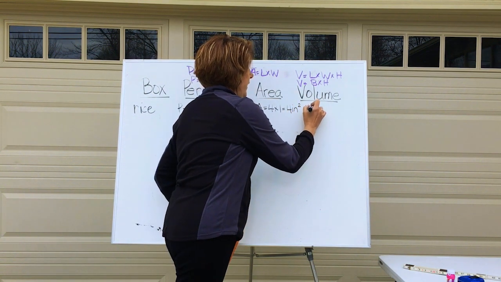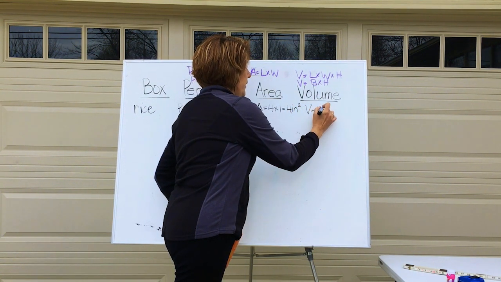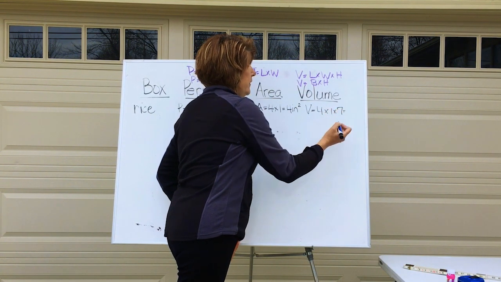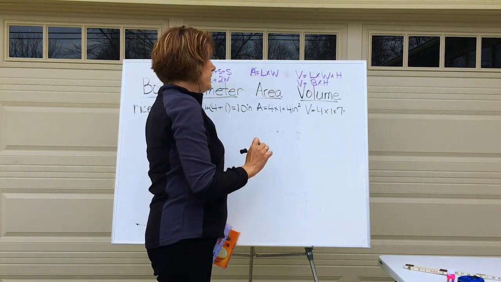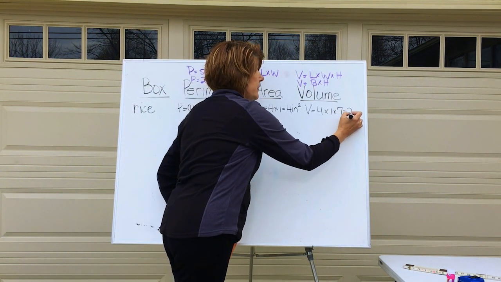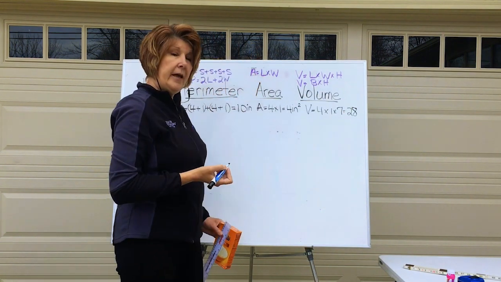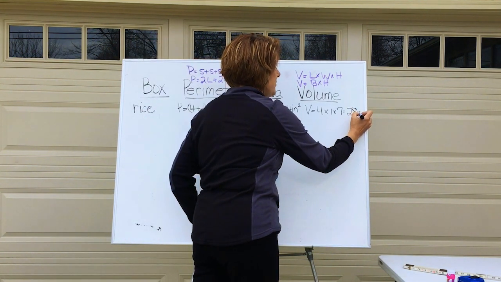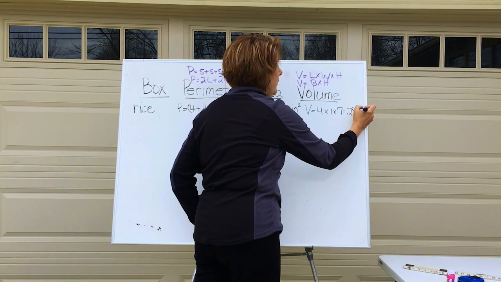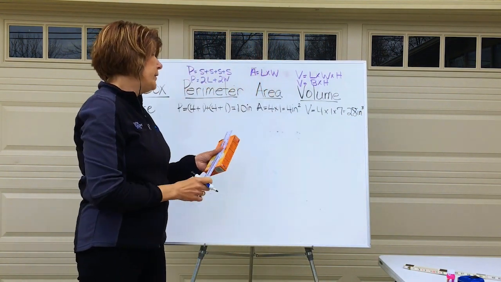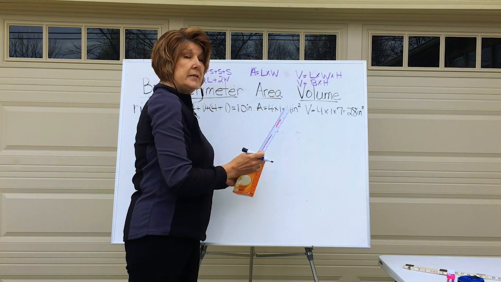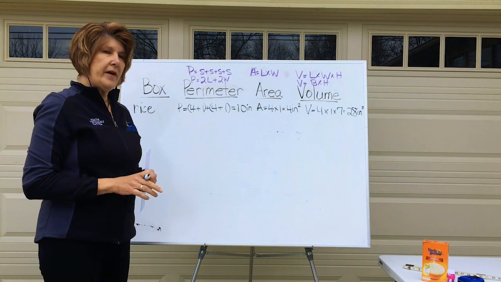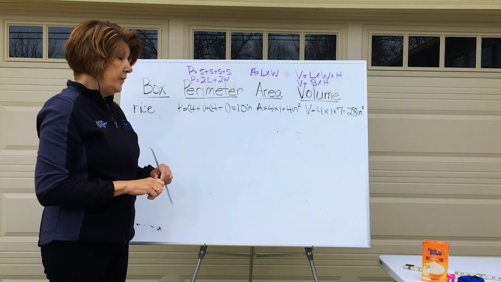So I'm going to list volume, V, equals 4 times 1 times 7. 4 times 1 equals 4. 4 times 7 equals 28. And this time, because it's volume, our units are cubed. So we represent that with inches, IN, and a small 3 to show that we multiplied 4 inches times 1 inch times 7 inches. So that's how we calculate perimeter, area, and volume using our rice box.